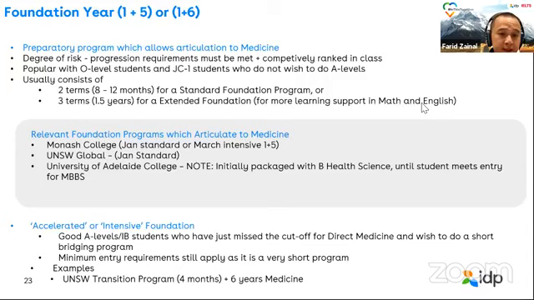There are also accelerated or intensive foundation programs, and this is actually more suitable for the strong A-level and IB students who just unfortunately missed out on the cutoff for the direct medicine and dentistry entry. All right, and would just like to complete a short bridging program. Okay, obviously entry requirements will still apply as it's a very short program. A good example will be the University of New South Wales transition program of 4 months, leading up to the full program of 6 years.